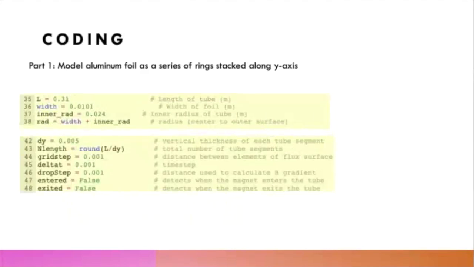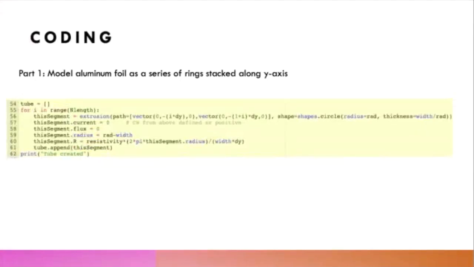Next, I began the process of coding a model for the experiment. I modeled the aluminum foil as a series of rings stacked along the y-axis. Lines 42 through 48 provide the numerical parameters for the simulation and should not be edited. We used the for loop shown in lines 54 through 46 to create the three-dimensional tube using the ring equations from the previous slide.